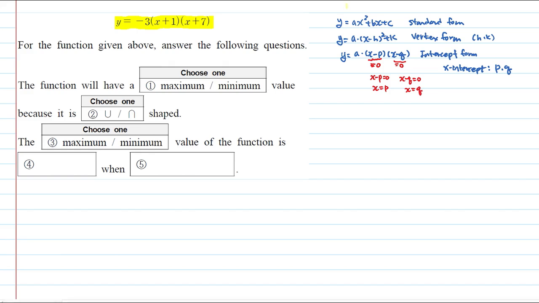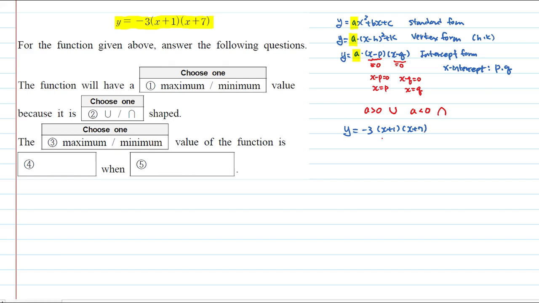Okay, now by looking at the a value of all three forms, when you expand the second one and the third one, that a value will be the leading coefficient of x squared. So when a is greater than 0, we know that it's a U-shape. When a is less than 0, it's an upside down U-shape. Let's compare this to the function given to us. y is negative 3, x plus 1, x plus 7.